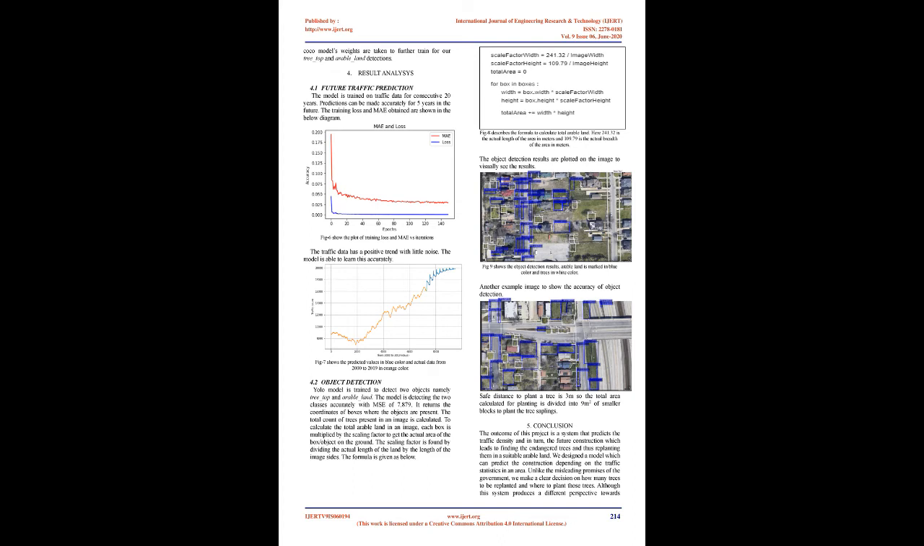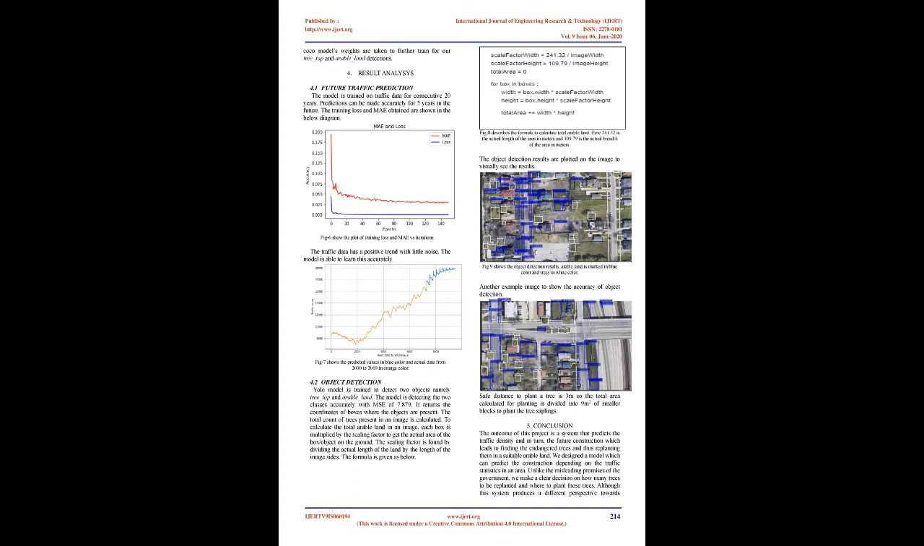For result analysis: 4.1 Future traffic prediction. 4.2 Object detection. The model is trained on traffic data for consecutive 20 years. Predictions can be made accurately for 5 years in the future. The training loss and MAE obtained are shown in the below diagram. Fig 6 shows the plot of training loss and MAE versus iterations.